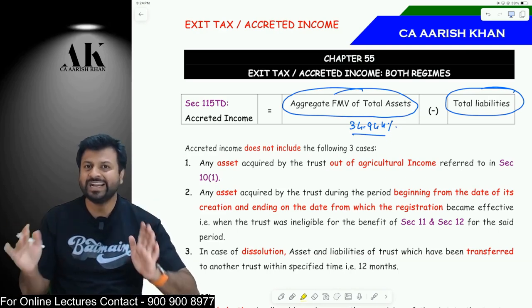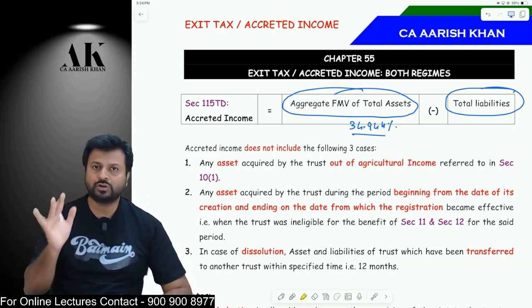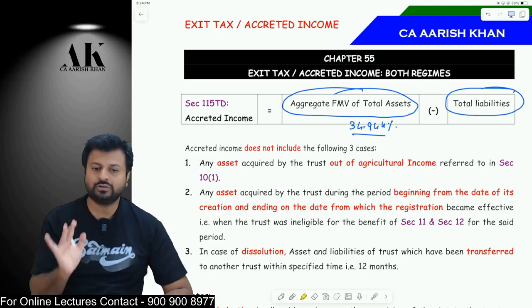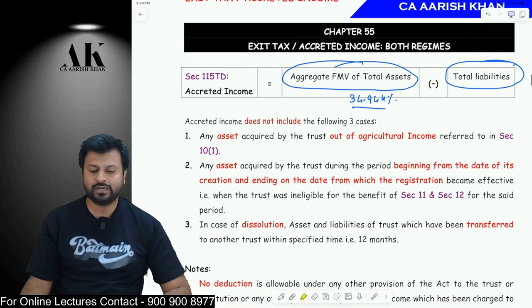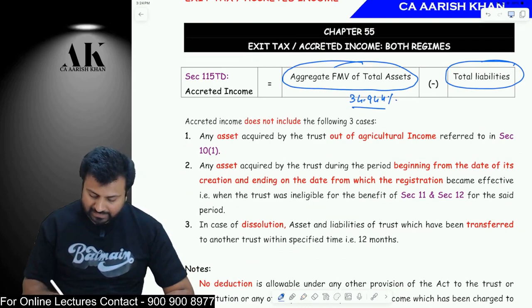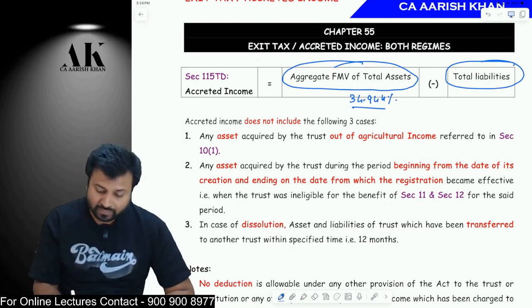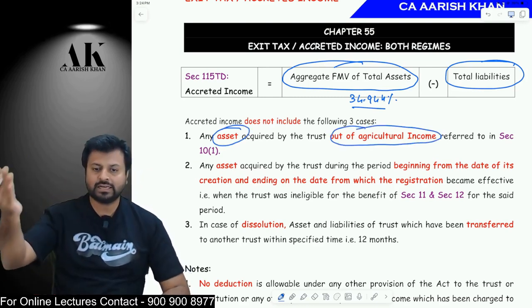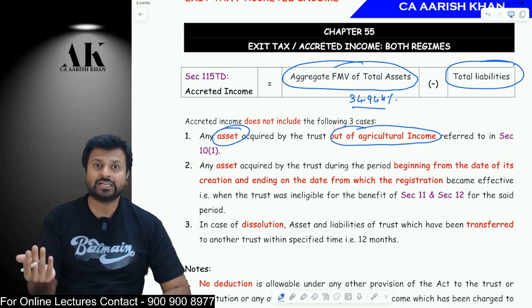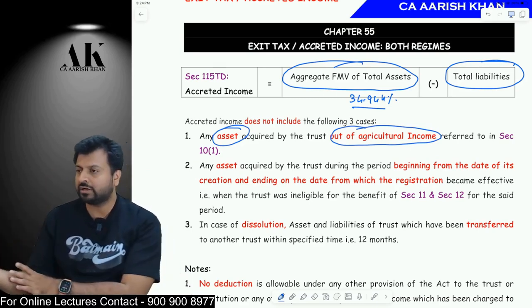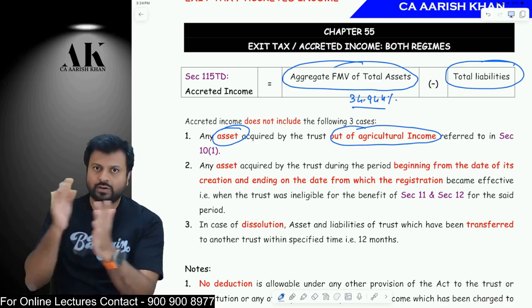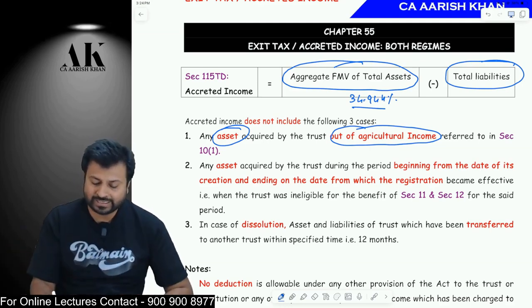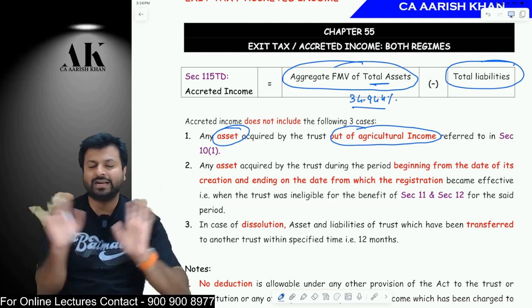But accredited income is not imposed on certain things. There are 3 items which will not be considered under accredited income. First, if you have purchased any asset out of agricultural income. So if you have purchased any asset of the trust out of agricultural income, say you have earned an agricultural income of 10 lakhs, with the help of that 10 lakhs, you have bought a land of 10 lakhs, and that asset is there in your total assets. So don't take that asset in the total assets.